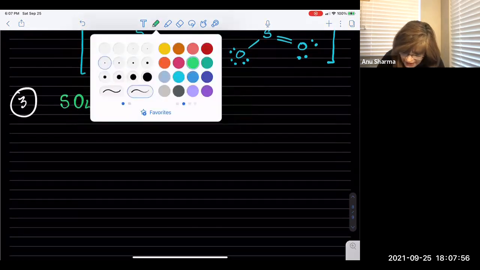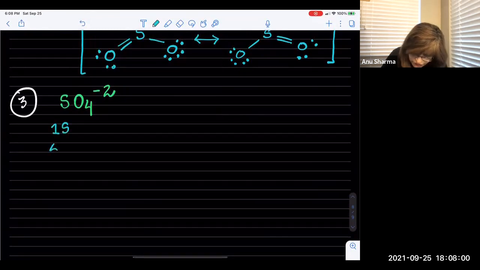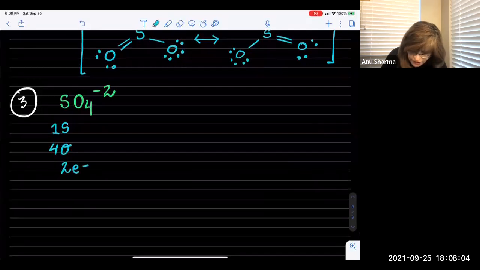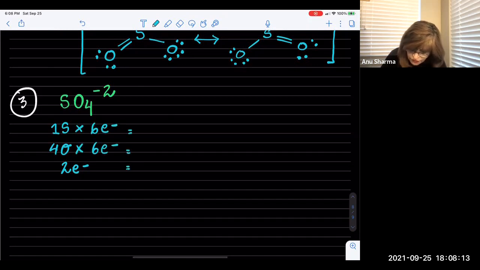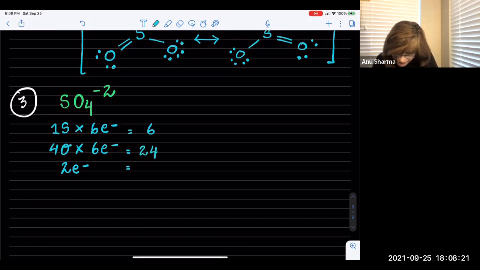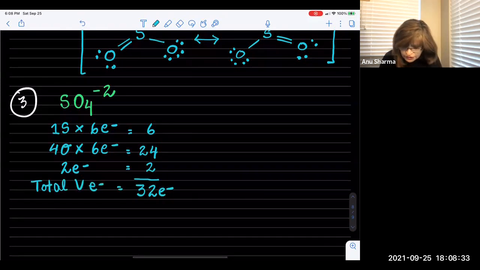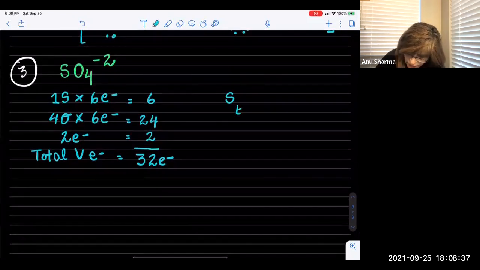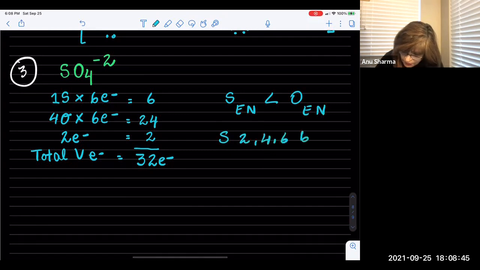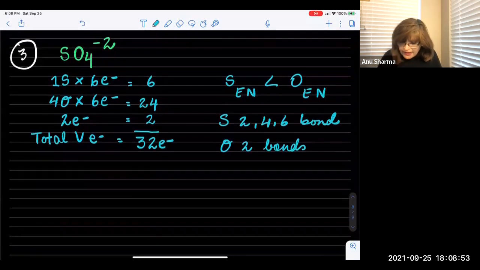So how do you do this? Here we have one sulfur, four oxygens, and two extra electrons. Sulfur is bringing six electrons, oxygen is bringing six electrons each, and then you add these two electrons also. Six, and six fours are 24, that makes 30, and then two more electrons. So the total valence electrons are 32. Next, sulfur has a lower electronegativity and oxygen has a higher electronegativity. Sulfur can make 2, 4, and 6 bonds, and oxygen can make only 2 bonds. In this case, sulfur is making 6 bonds.